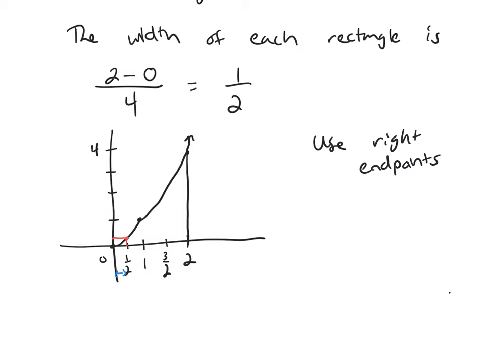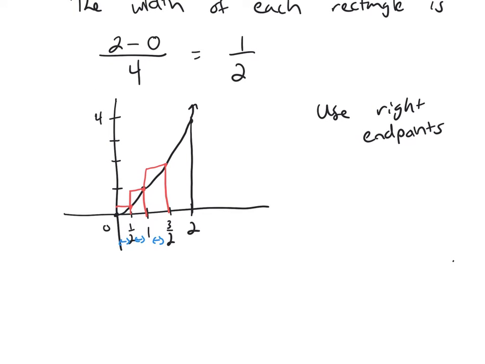You have a rectangle from 1/2 to 1. Pick the right endpoint. That'll determine the height of your rectangle. You'll have a rectangle from 1 to 3/2. Pick the right endpoint. Draw your rectangle. And then finally, your last rectangle between 3/2 and 2. You're going to pick the right endpoint. So we have 4 rectangles that we need to calculate the area of.